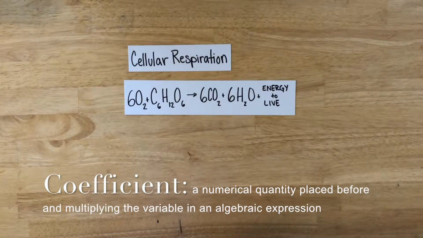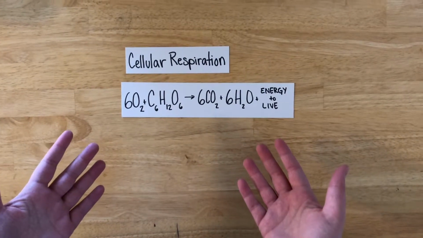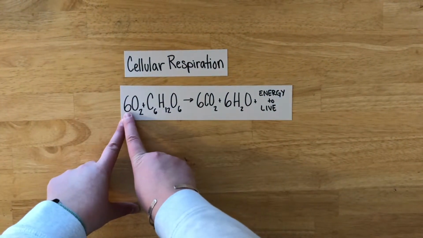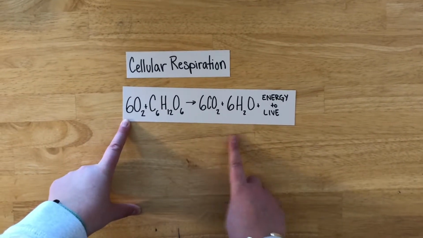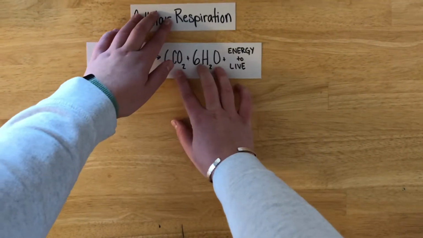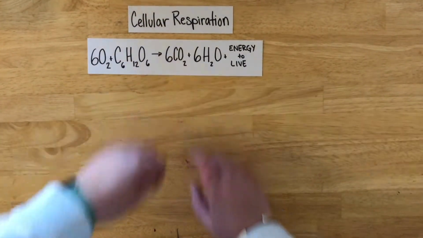Take our O2, or oxygen molecule, for example. There's a number 6 in front of it. That's just showing that there are going to be 6 O2 molecules in this chemical equation. Let's take a look at the other coefficients that we have. We have the 6 in front of our O2, CO2, and H2O molecules. Make sure to multiply correctly.